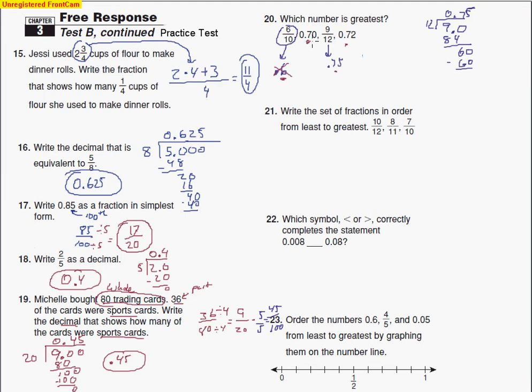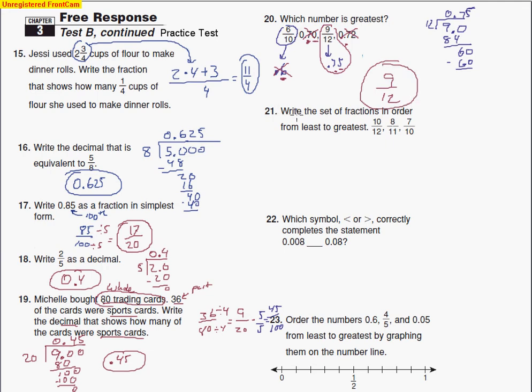So now we're looking at the hundredths place. This one's 0, and this one's 5, which is bigger than 0, so we can cross this one off. And then 5 is bigger than 2, so we can cross this one off. So this is the largest one, the greatest, 9/12.